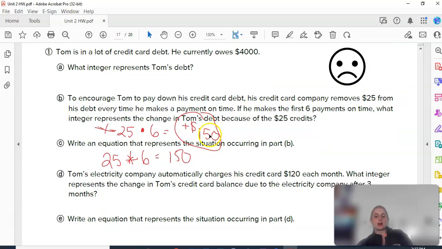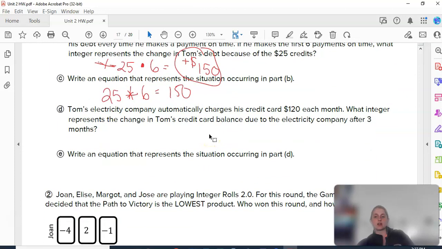Tom's electricity company automatically charges his credit card $120 each month. What integer represents the change in his credit card balance due to the electricity company after 3 months? So I'm actually going to write it in E because that's going to say write the equation, and then we'll just put the answer up here. Every month they charge him, he has to pay $120. Every month for 3 months. That is going to be a multiplying by 3 type of problem.